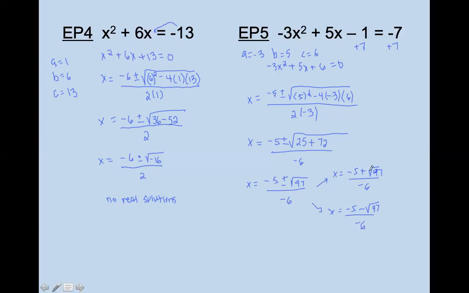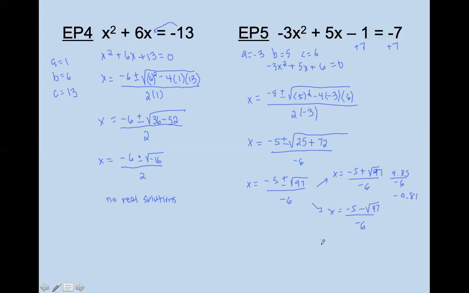All right, so I need to do the numerator first. So if I do -5 plus the square root of 97, I should get, square root of 97 is like 9.85. So -5 plus 9.85 leaves me with 4.85 divided by -6. And again, you can check these on your calculator. This one ends up being a negative 0.81. Remember, we're rounding to the 100th place.